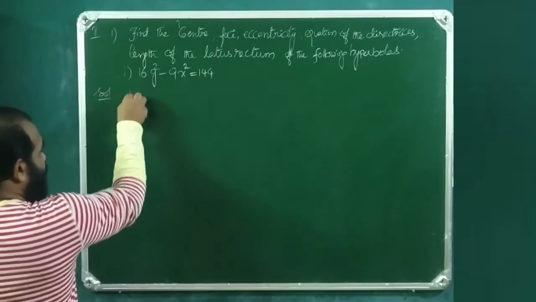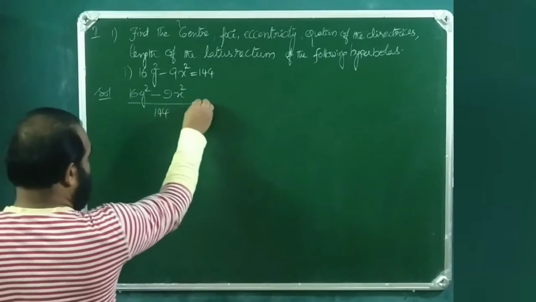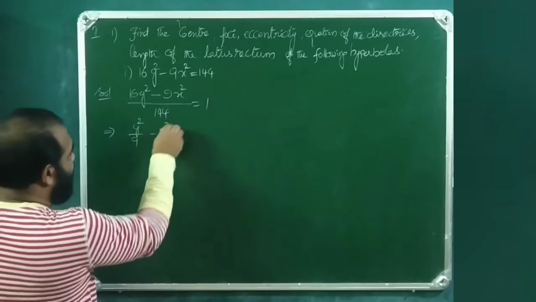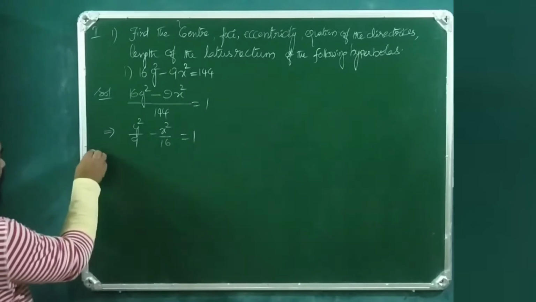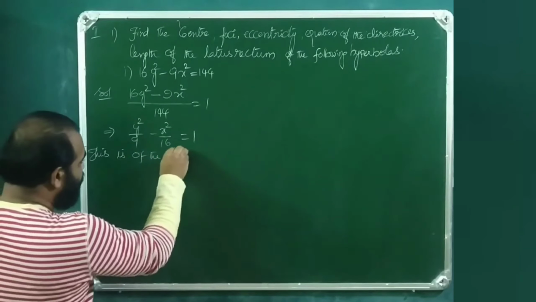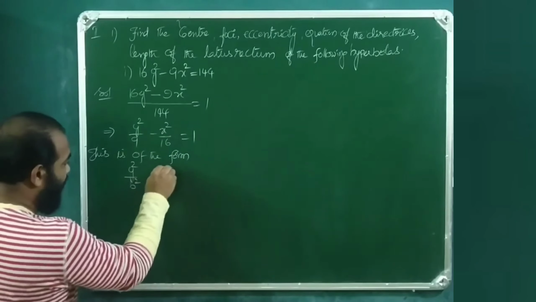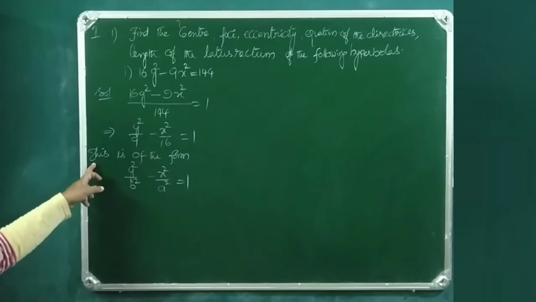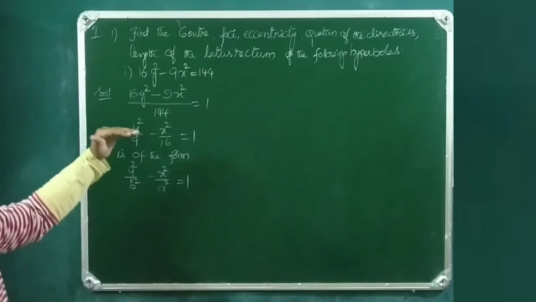So this is 16y square minus 9x square by 144 equals 1. So this is y square by 9 minus x square by 16 equals 1. This is of the form y square by b square minus x square by a square equals 1. So this is the conjugate hyperbola whose transverse axis is along the y axis.